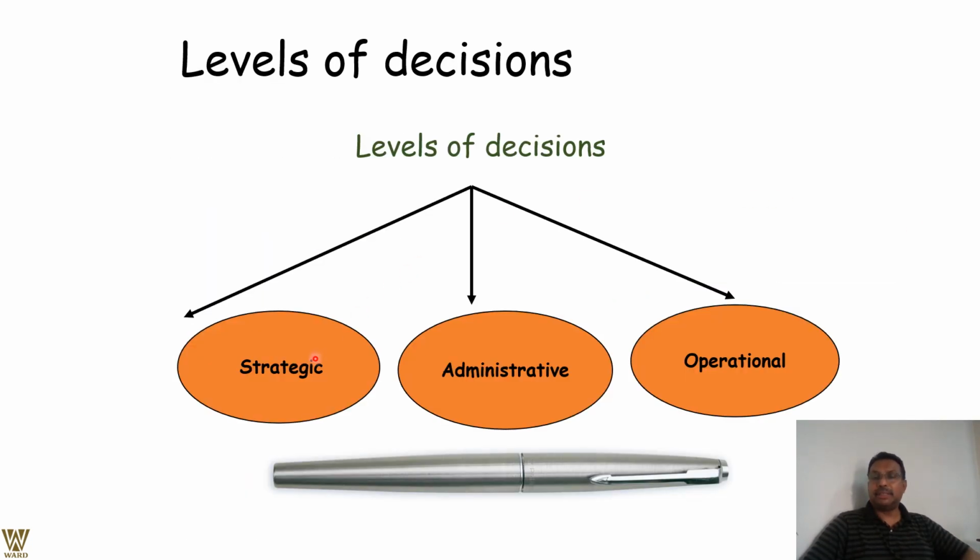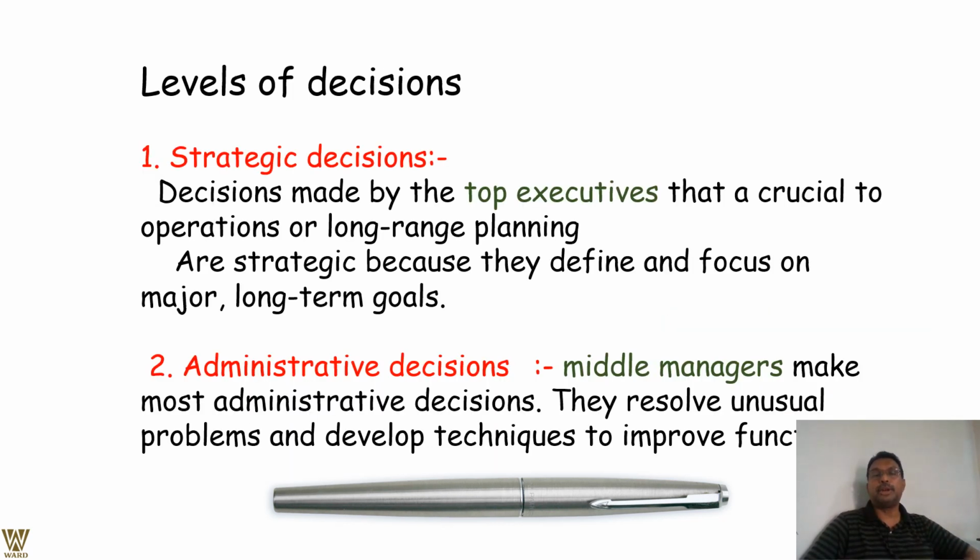So levels of decision can be strategic, administrative, and operational. Three levels: strategic, long-term; administrative, regularly, of shorter duration; and the shortest possible duration is the operational decision that comes around here.